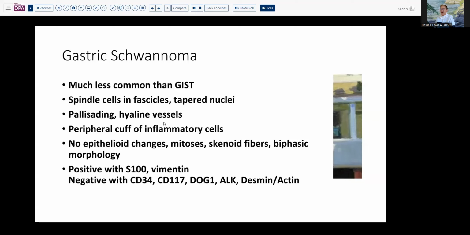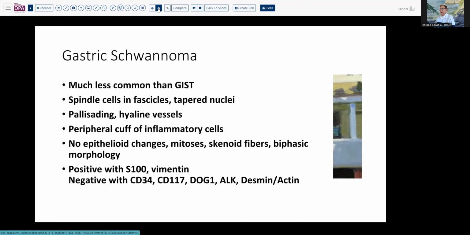So this fits nicely. Now, these are much less common than GI stromal tumors, but they do occur. We've talked about the morphology. The vessels can be somewhat hyalinized at times. And this peripheral cuff of inflammatory cells is very characteristic. Now, interestingly, there generally is not a biphasic morphology as you might see in schwannomas elsewhere in the body. And so that clue, which keys you in to auditory schwannomas or in the other areas where you may encounter this tumor, will not be present. And likewise, you do not get epithelioid changes or mitotic activity.